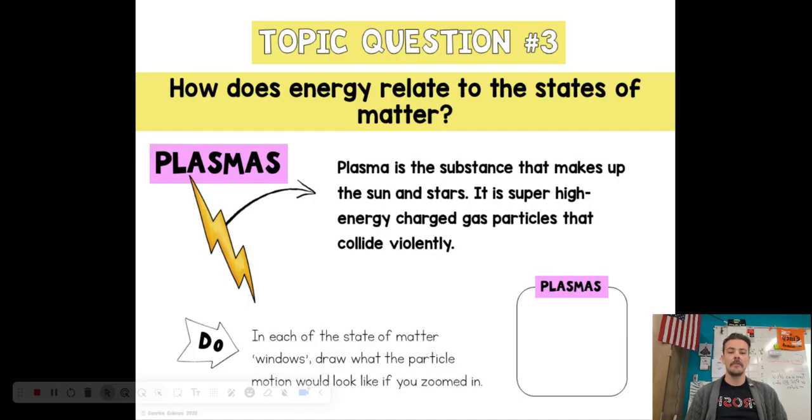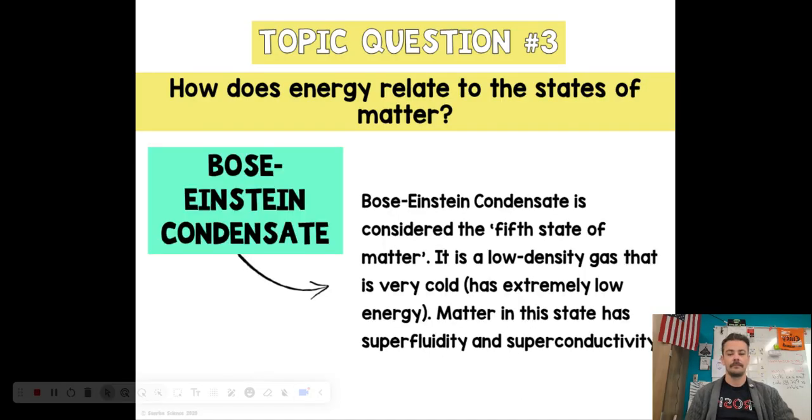The Bose-Einstein condensate is considered another state of matter. It is a very low density gas that is very cold and has extremely low energy, and matter in this state has what's called superfluidity and superconductivity, meaning that it moves very easily and defies some of our fluid ideas, and superconductivity means that it conducts electricity very well at cold temperatures.